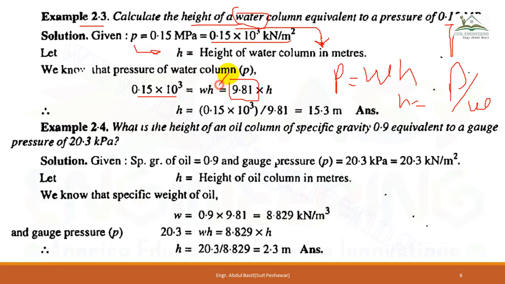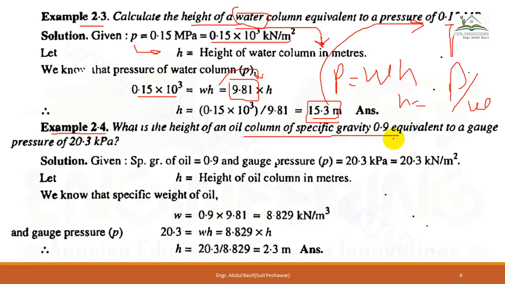From here you can determine H for yourself. H will be equal to this. So this is the height of water which will create how much pressure? This much pressure, 0.15 megapascal.